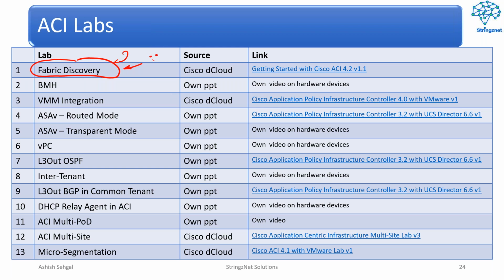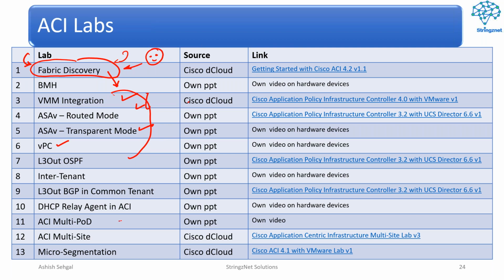But thank you so much to dCloud, this particular lab is the lab which you will be doing probably 10 times. You know why? Because in order to do the rest of these labs, for example, the VMM integration, this lab is indeed doable. ASAv in routed mode, ASAv in transparent mode, VTC. In order to do all these labs, you would be doing the fabric discovery every time. So when you go for the first-time deployment, fabric discovery has to be done. This will give you very good hands-on experience as well as confidence.